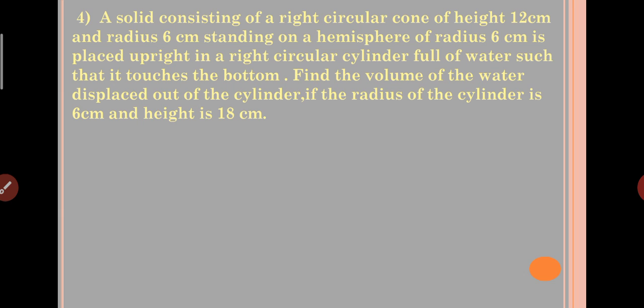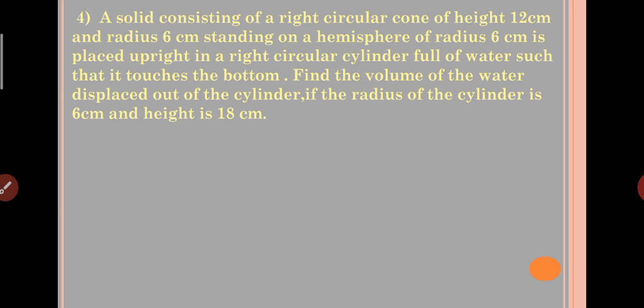Okay, they placed an object upright in the right circular cylinder. What is the shape of that object? They placed a solid. Object and solid are the same. So they placed a solid upright in a right circular cylinder. What is the shape of the solid? The solid consists of a right circular cone. What is the height of the cone? 12 cm and radius 6 cm.